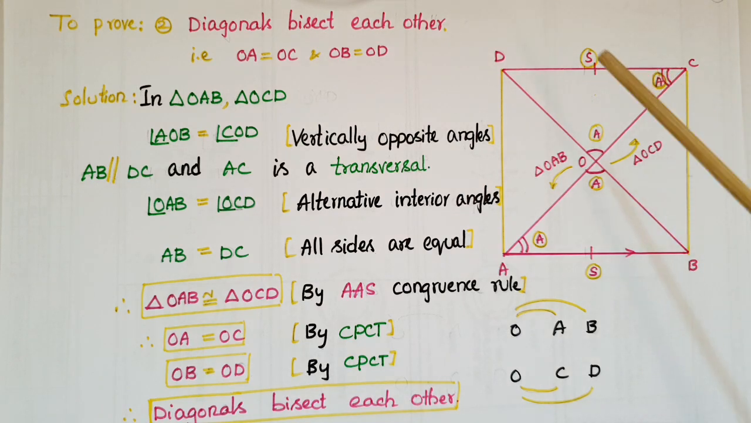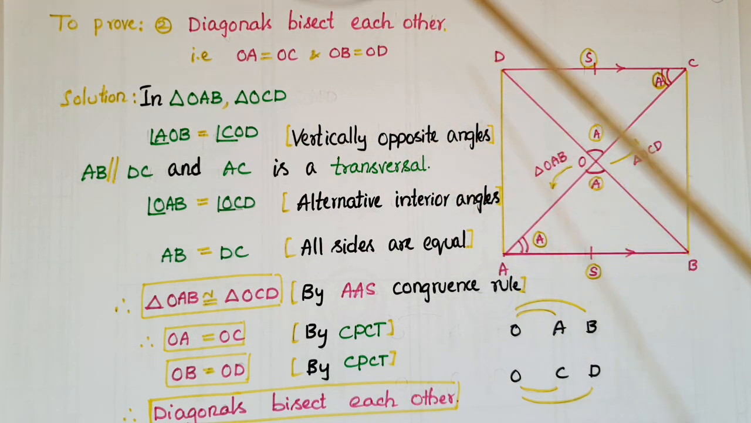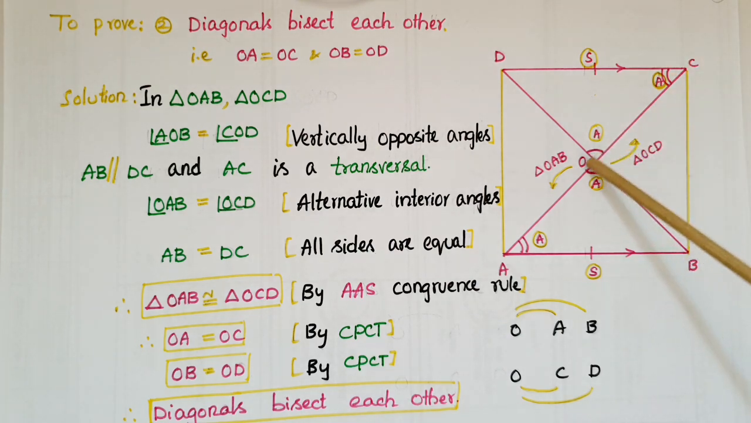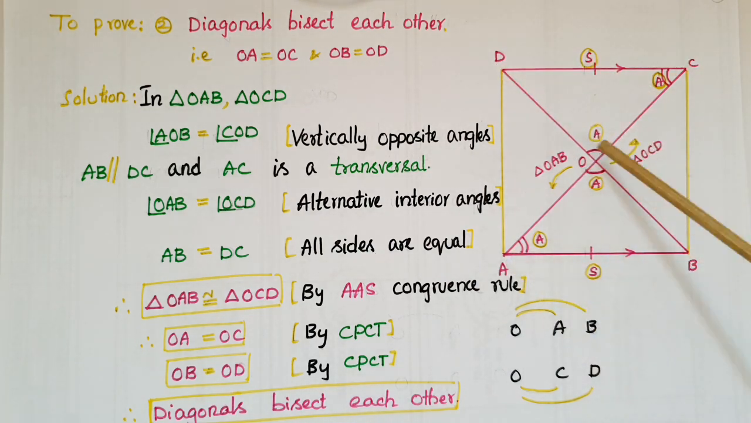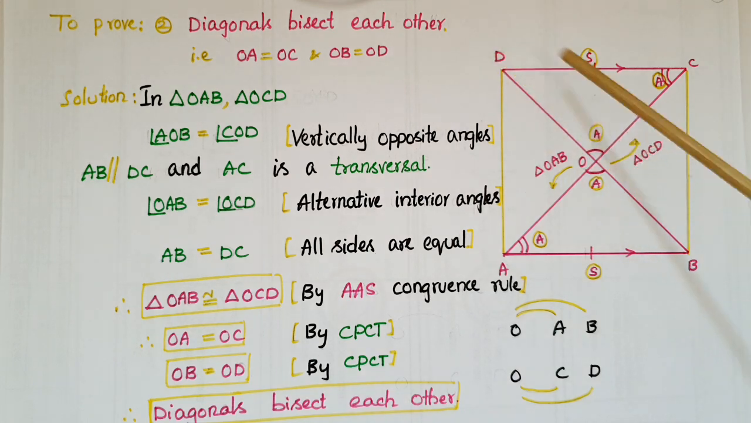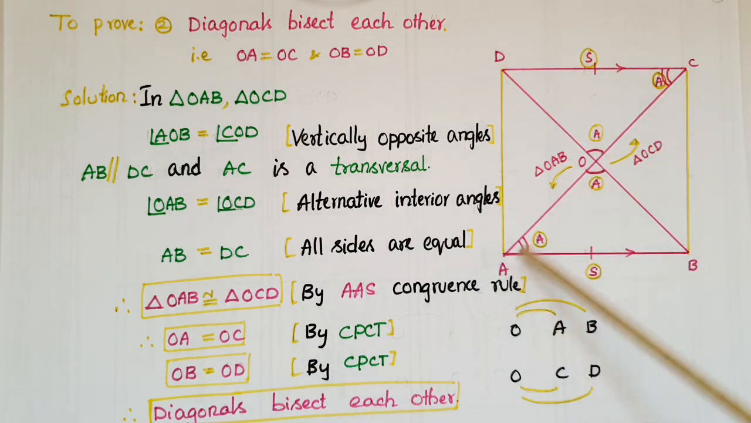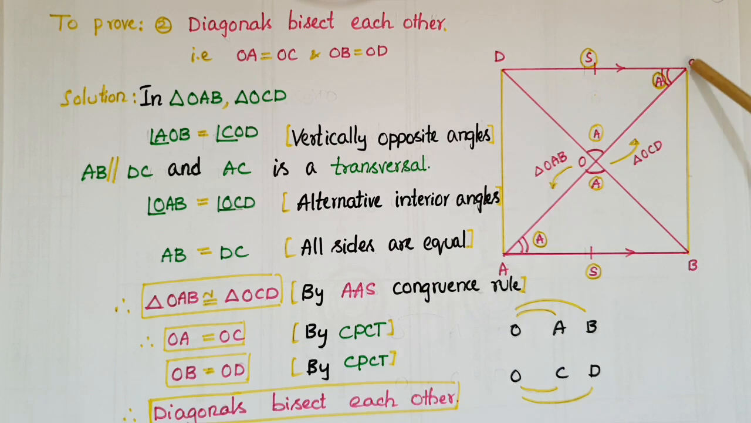Next, we have to prove the diagonals bisect each other. That means we have to prove that OA is equal to OC and OB is equal to OD. If you observe, OA, OC and OB, OD are parts of these two triangles. So take these two triangles, triangle OAB and triangle OCD. Angle AOB is equal to angle COD. These two angles are vertically opposite angles, so they are equal.